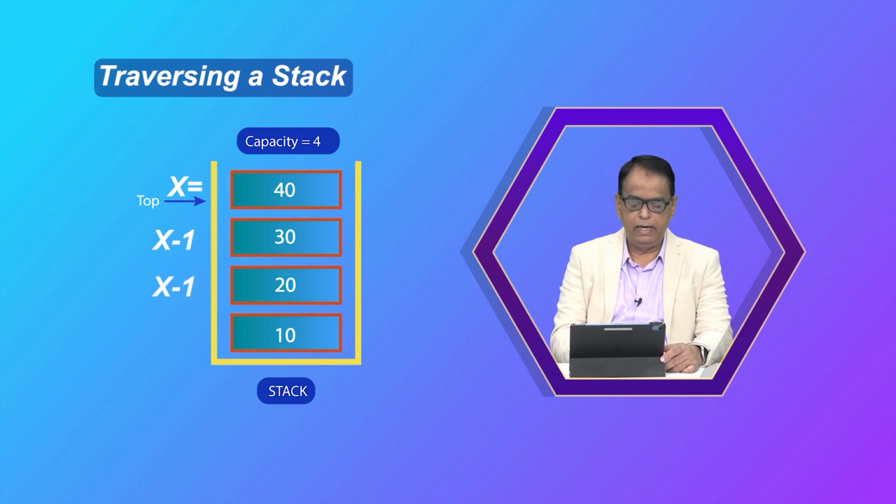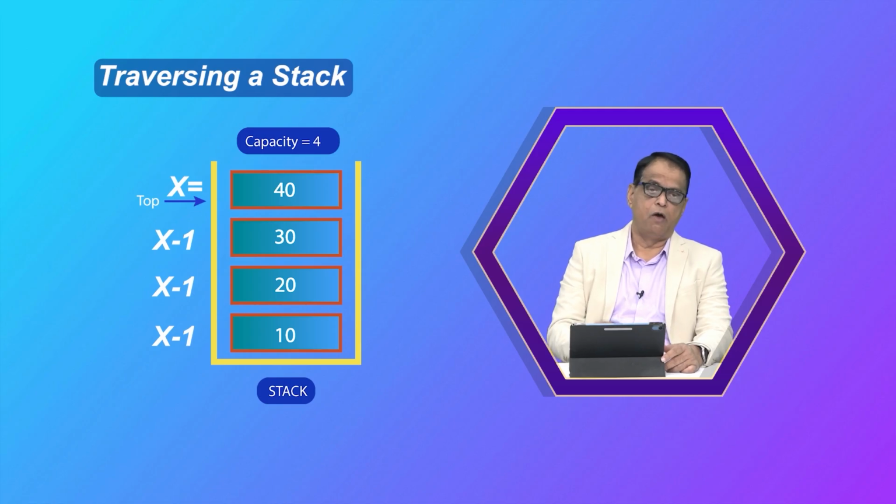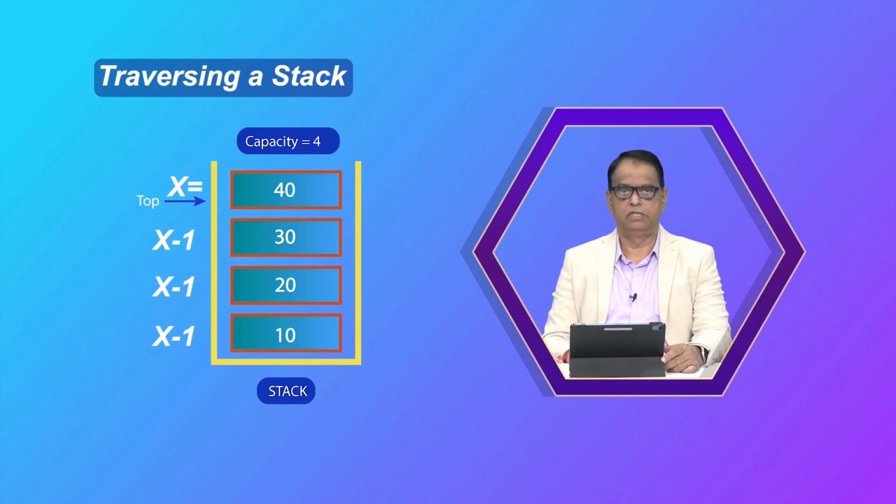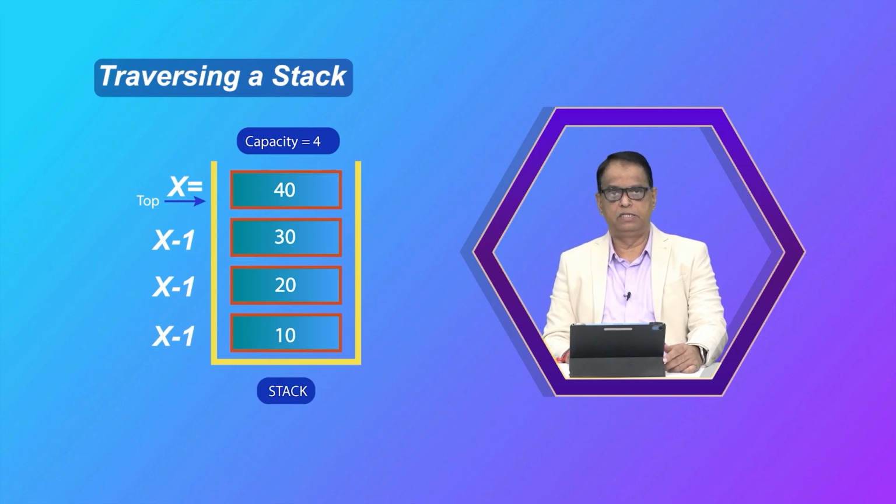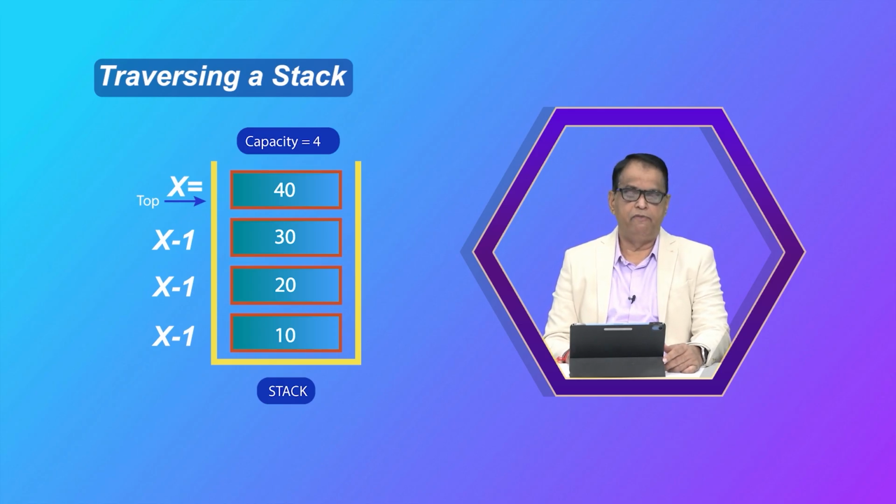Then again we will decrement the value of x by 1, go down, and read the next value, 20. Then again we will decrement the value of x by 1, go down, and read the next value, 10. And now we are already at the bottom of the stack, and therefore we will stop reading, because all the elements of the stack have been accessed and their values read, and therefore our traversing operation is complete. So this is the way you can perform the traversing operation on the stack.